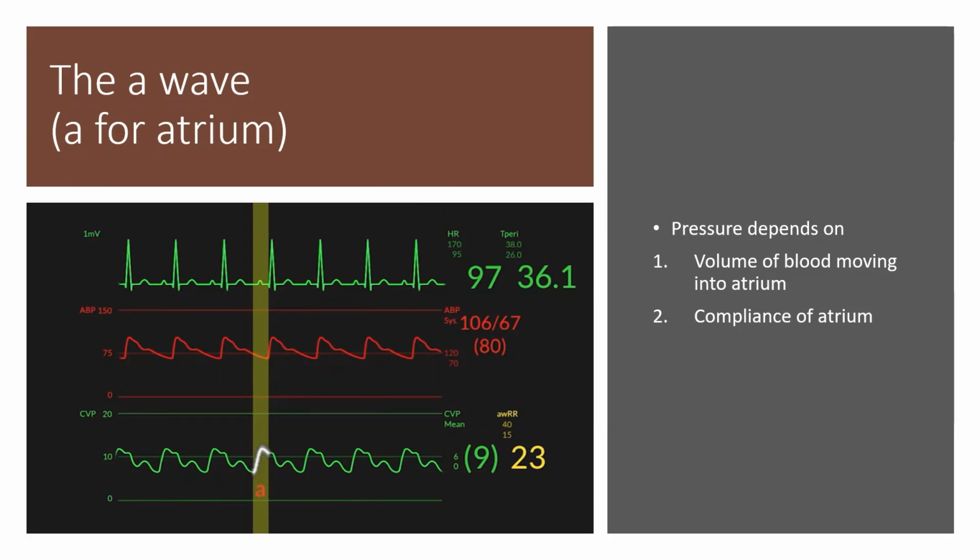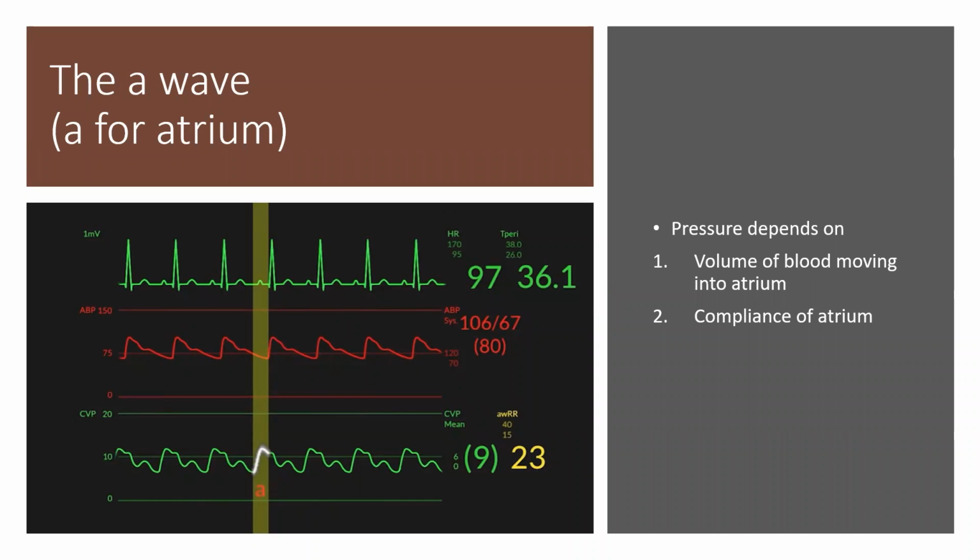It is the P wave. So as you could see right over here, it becomes easier if you have an ECG strip superimposed upon the CVP. So merely go down through the P wave, right here, right there, and this is going to be your A wave.